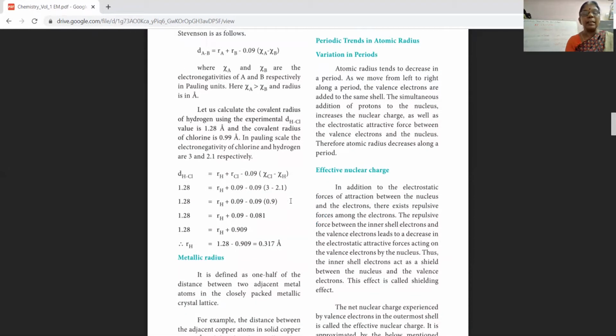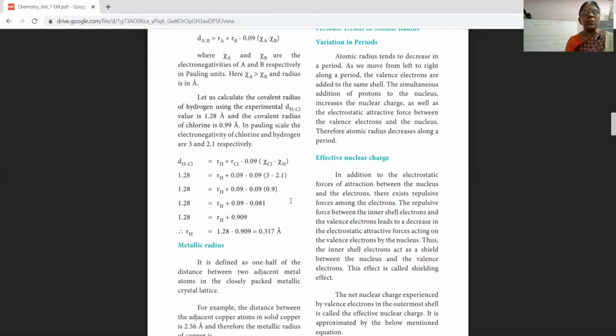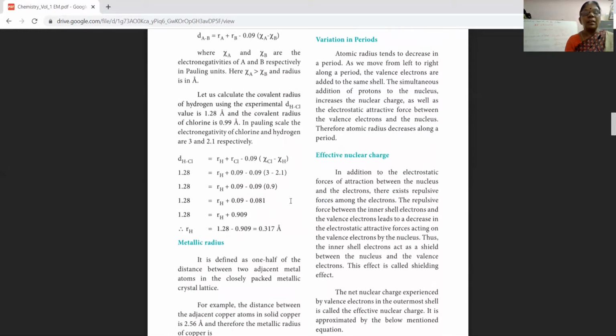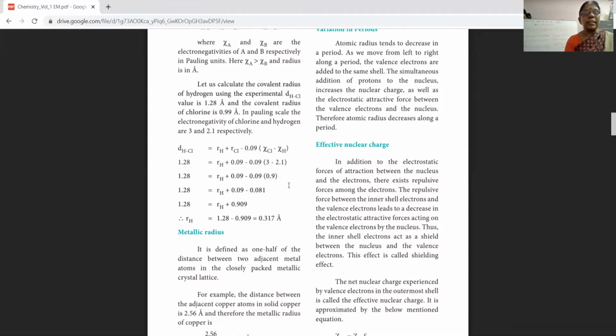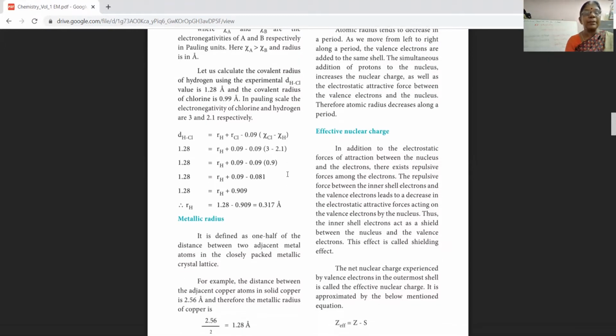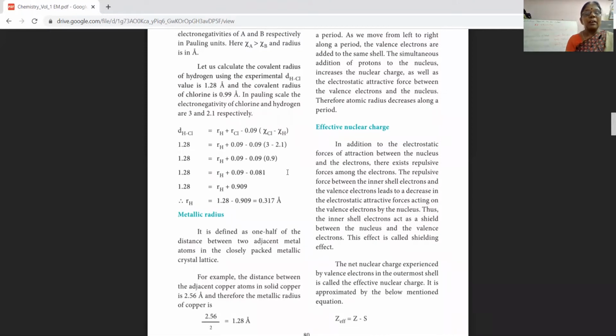Now let us calculate the covalent radius of hydrogen using the experimental distance of H–Cl. The value is 1.28 angstrom and the covalent radius of chlorine is 0.99 angstrom. On the Pauling scale, the electronegativities of chlorine and hydrogen are 3 and 2.1 respectively. So the distance between H and Cl is radius of hydrogen plus radius of chlorine minus 0.09 times (X_Cl minus X_H).